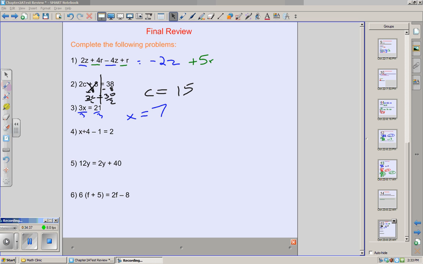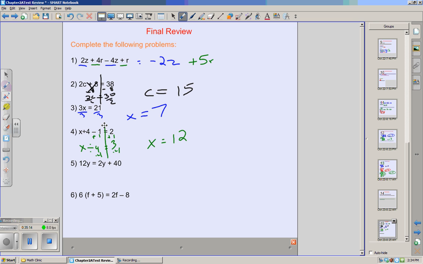Number 4 is back to two-step algebra. X divided by 4 minus 1 equals 2. The x divided by 4 are combined, so I'm going to start with the minus 1. Plus 1, plus 1. That leaves me with x divided by 4 equals 3. The opposite of divided by 4 is times by 4, times by 4. X equals 12. Again, if I wanted to insert my final answer for x, 12 divided by 4 is 3, 3 minus 1 is 2. I know I did it correctly.